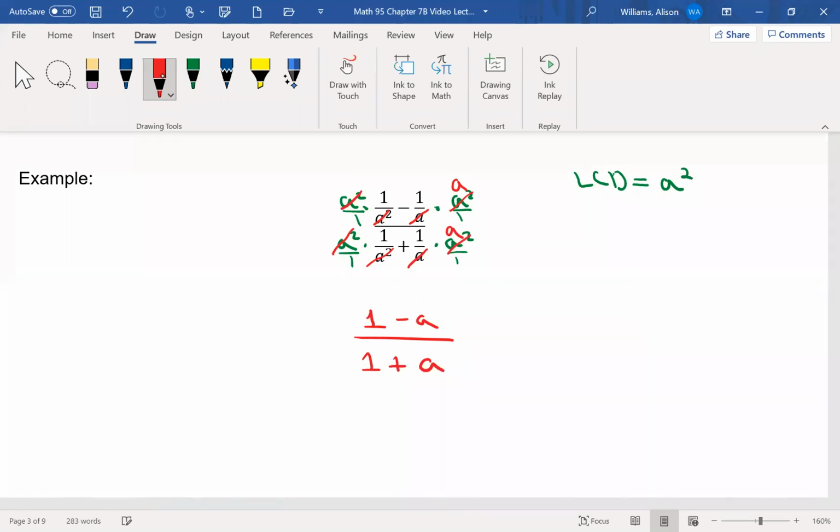Now this, I can't simplify any further. There's nothing to factor. I'm not allowed to cross off things that aren't multiplied, so this would be the final answer.